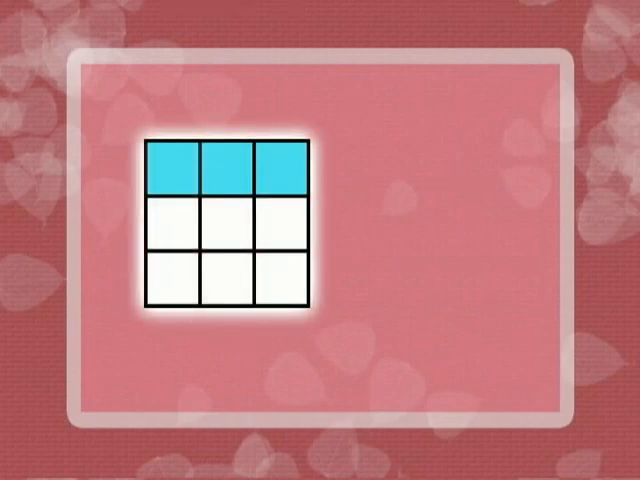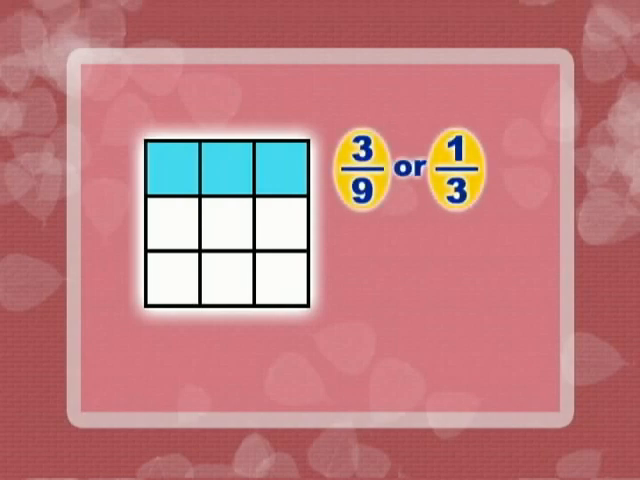Observe this figure. Write the fraction representing the shaded squares. The shaded squares are 3/9 or 1/3 of all the squares. These fractions are classified as proper fractions because the denominator is greater than the numerator.